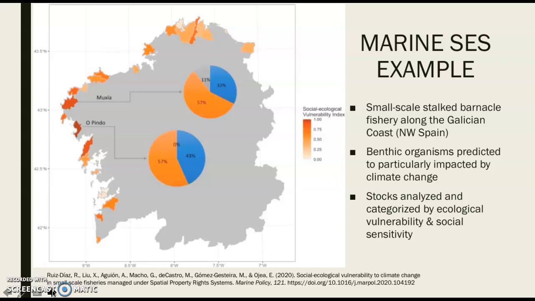And if you look at the image along the west coast, you'll see the index and the socio-ecological vulnerability. The 2 locations that are predicted to be most impacted are going to be the 2 with the pie charts. There you can see the blue is going to represent social sensitivity, and the orange is going to represent ecological vulnerability, and there you can see how those are going to affect those 2 specific areas.